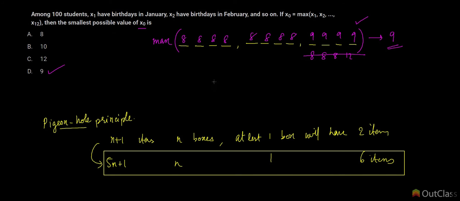One last point, if you want to do maximum abstraction here and reduce everything to a single formula, the answer is 100 by 12. Take its ceiling. Ceiling of the number of students divided by the number of months, 9.